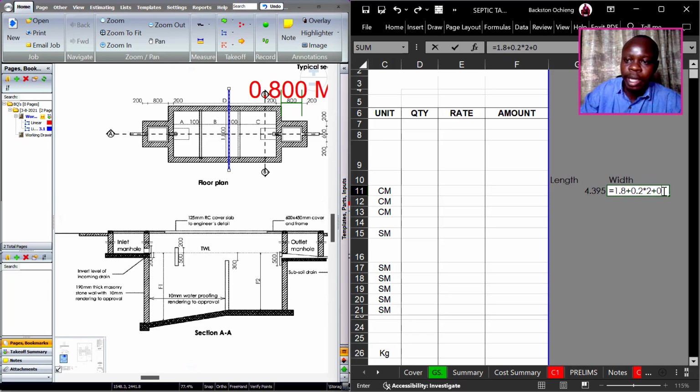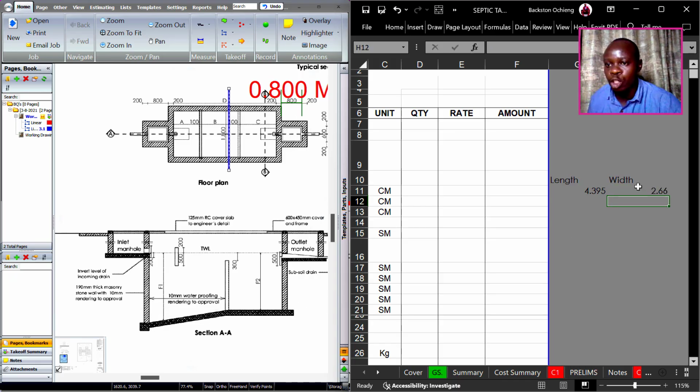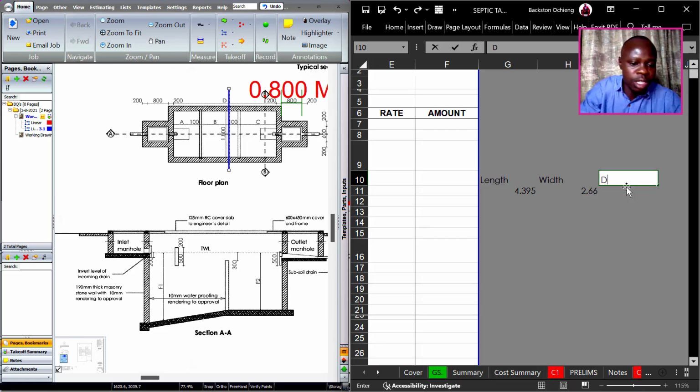Then we can take 0. Let's take the bigger one, 0.23, just equivalent to what we've read in section AA. And then this we multiply by 2. Okay, so we have the width of that. Then the next discussion is for the depth.